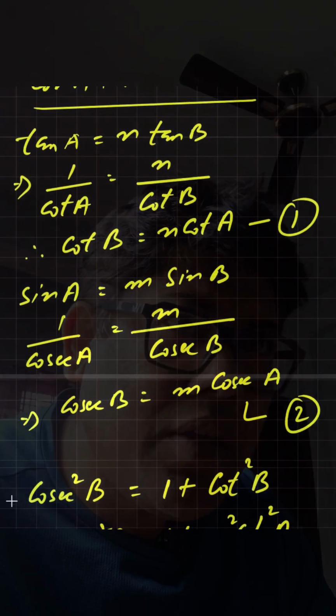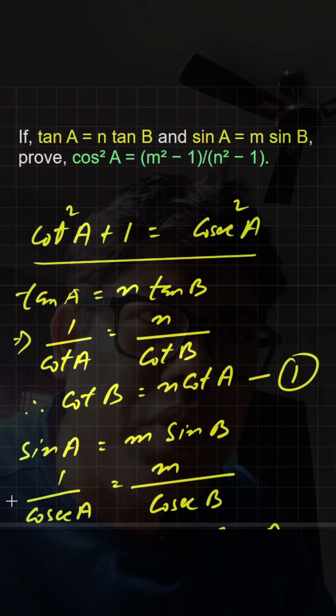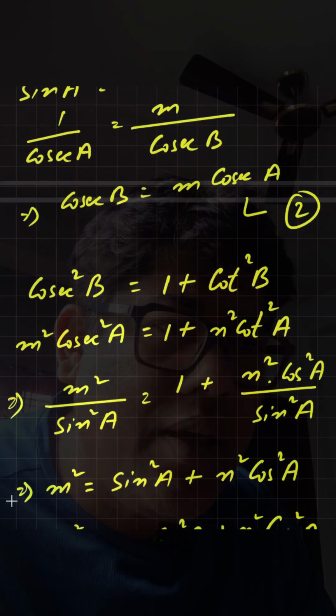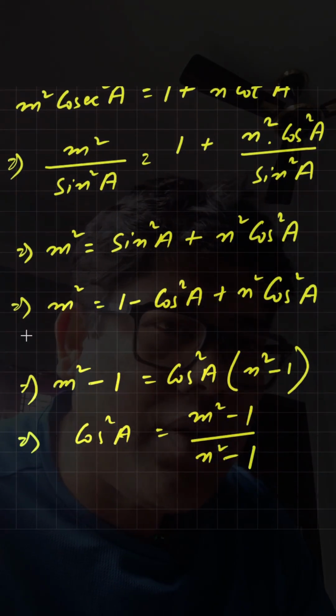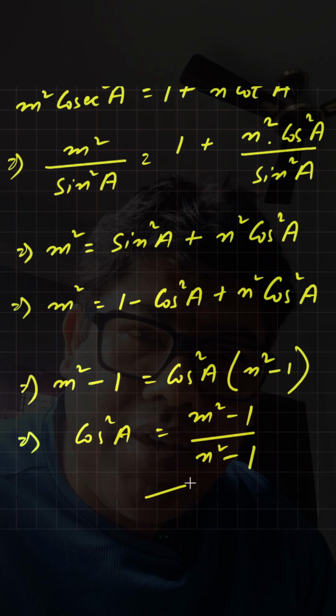Is it not the same thing that we have been asked to prove? Yes, cos square A is equal to m square minus 1 divided by n square minus 1. Nice.